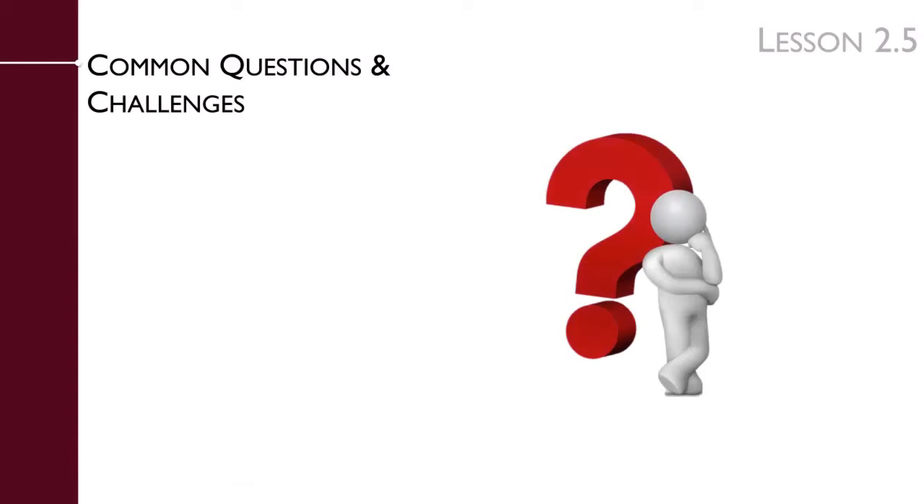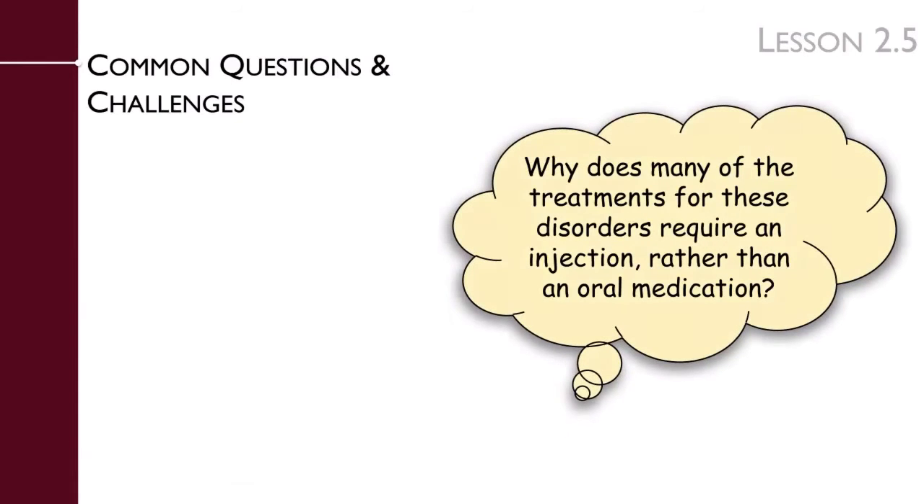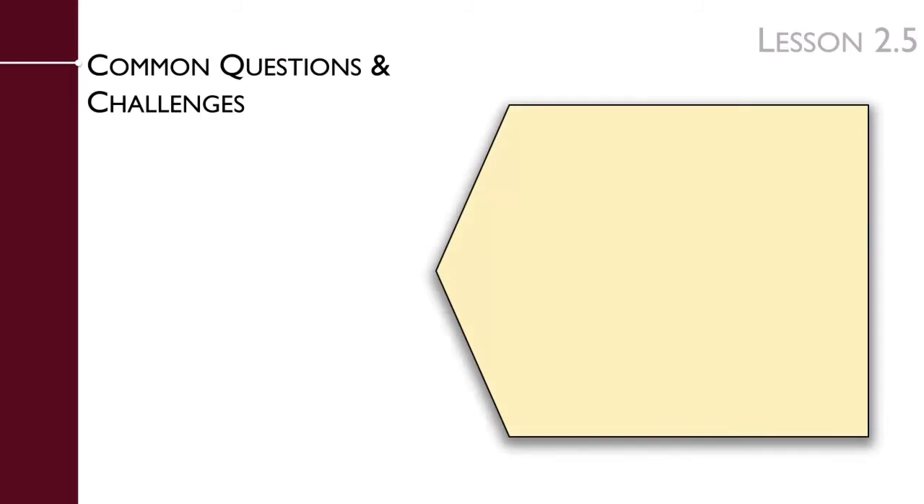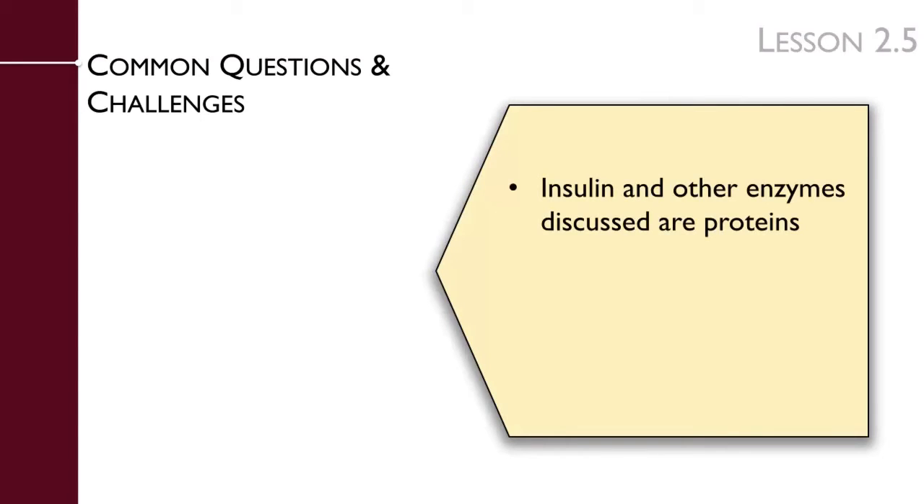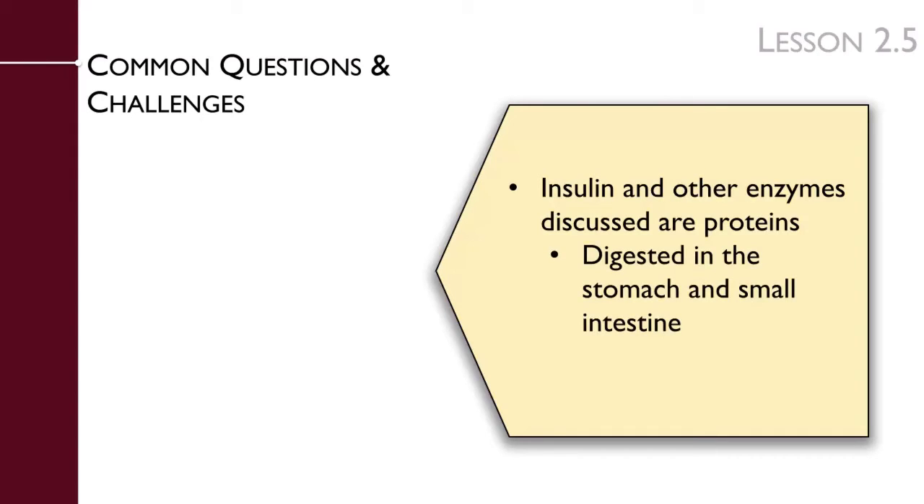This lesson is fairly straightforward. A question that students may ask is why many of the treatments for these disorders requires an injection rather than an oral medication. The answer is that insulin and the other enzymes discussed are all proteins. If taken orally, these proteins would be digested in the stomach and small intestine just like proteins in our diet. Currently, the best way to deliver a protein to our blood is via an injection, though some pharmaceutical companies are attempting to develop special coatings that prevent digestion of the protein-based therapeutics so that patients can take a pill rather than giving themselves an injection.